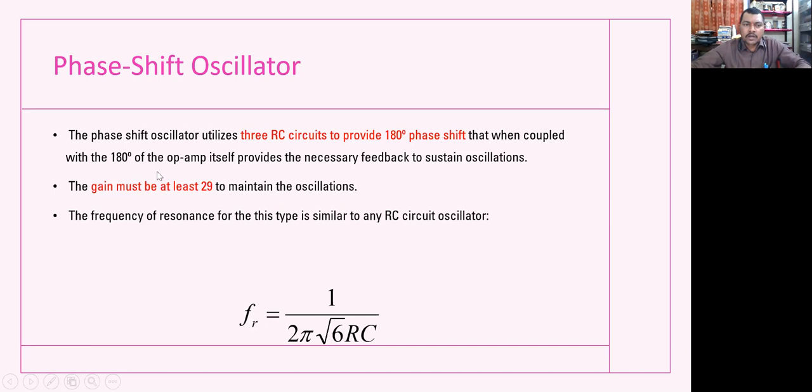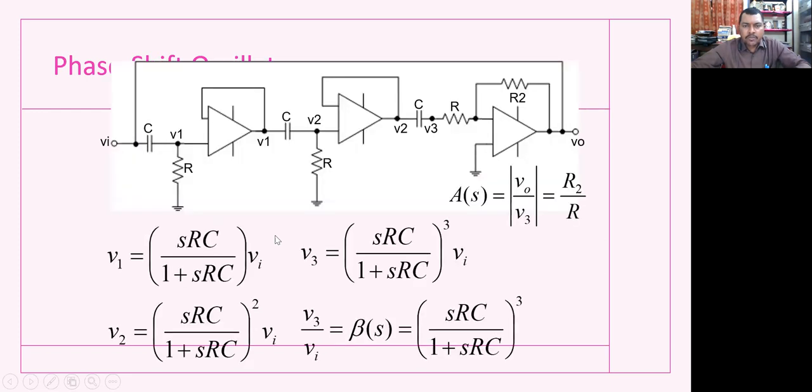The gain of this amplifier must be less than 29. And this is the formula for the frequency, FR equal to 1 by 2 pi root 6 RC. There it was 1 by 2 pi RC. It is being derived over there, and the derivation portion is not in our syllabus. So yes, this is the circuit of the phase shift oscillator.